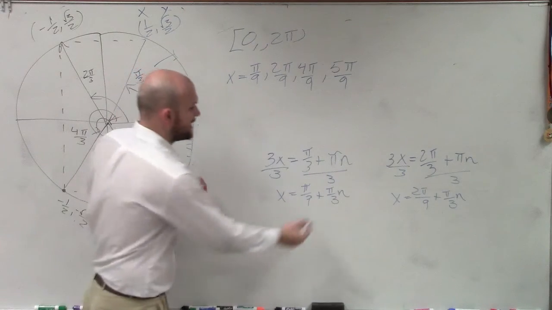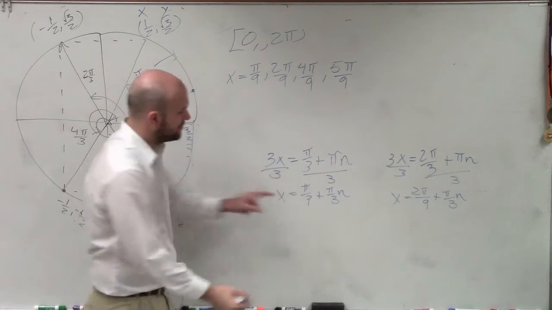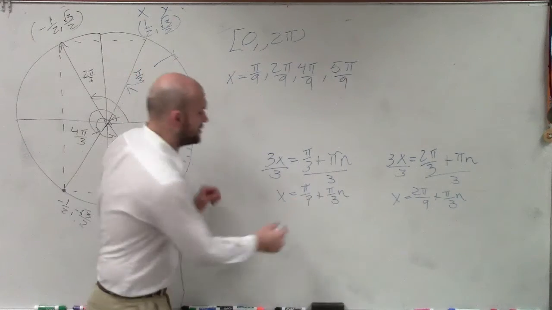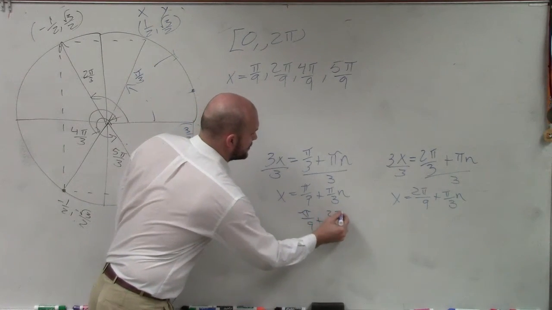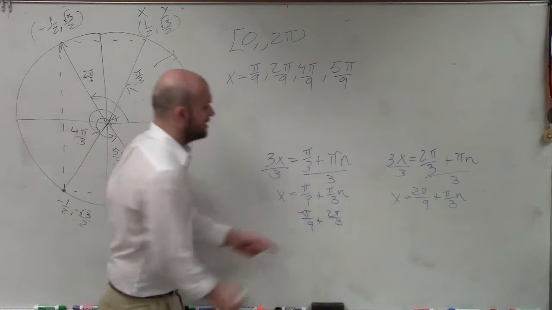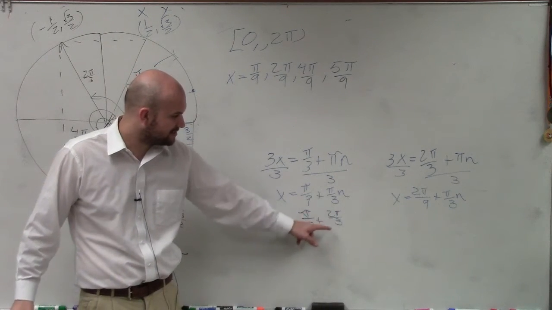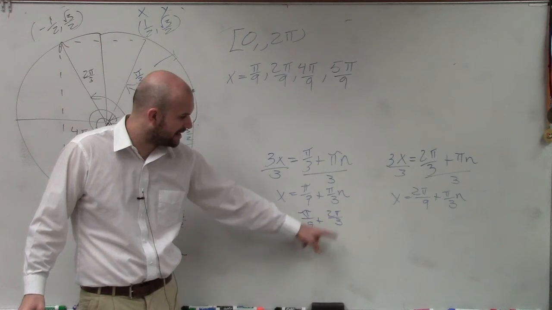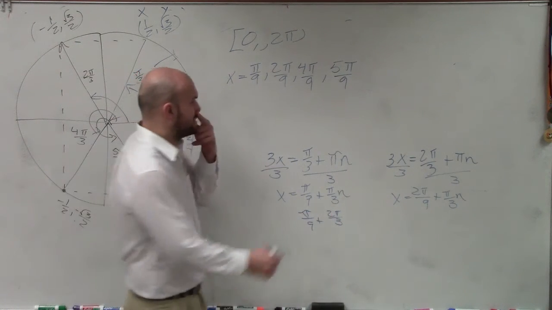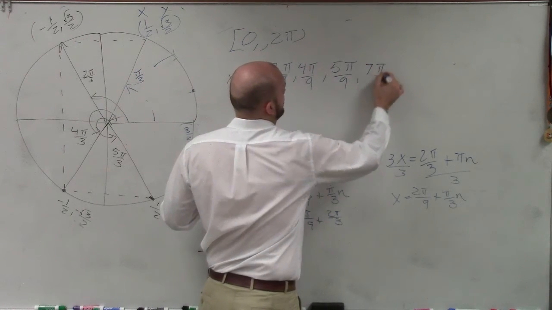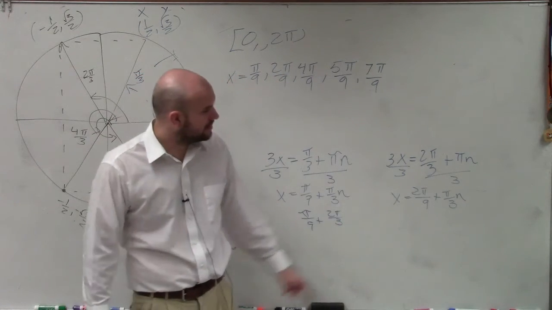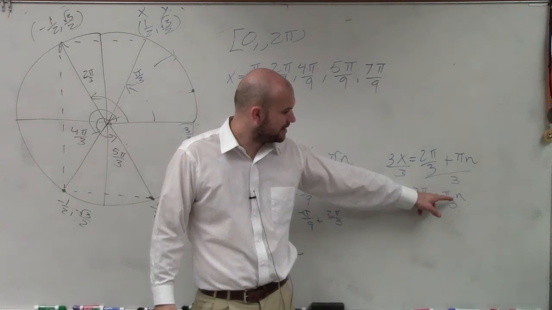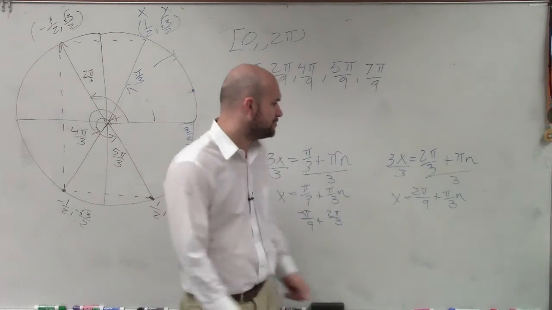Now, that's when n equals 1. What about if n equals 2? Now you'd have pi over 9 plus 2 pi over 3. Again, get common denominators, so you'd multiply by 3 over 3 on top and bottom. So that becomes 6, so now it's 7 pi over 9. That still works. Here, if n equaled 2, then you'd have 2 pi over 3.